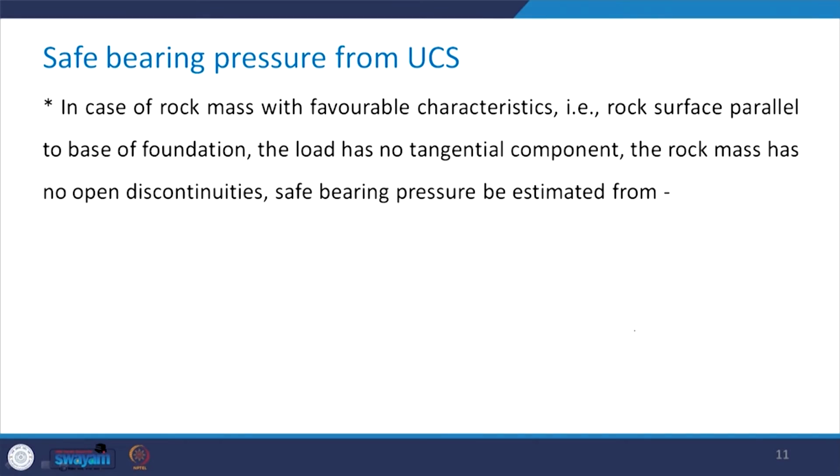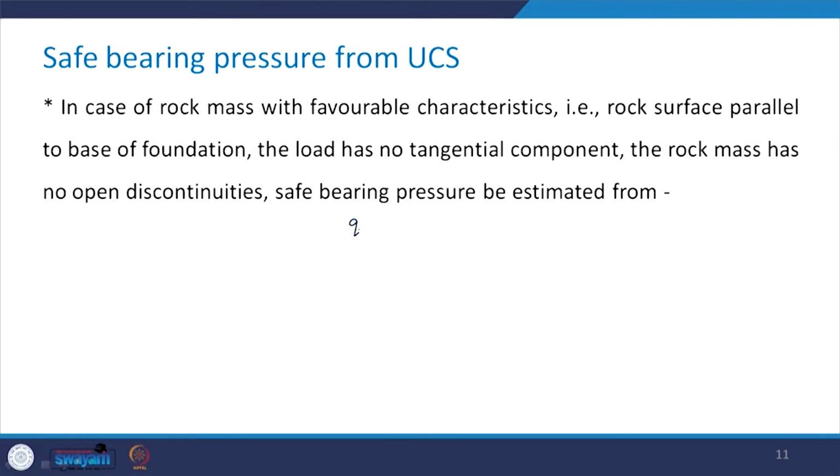In case of a rock mass with favorable characteristics, that is when the discontinuities are parallel to the base of the foundation, which we saw is the most favorable condition, the applied load will have no tangential component. If the rock mass has no open discontinuities, then the safe bearing pressure can be estimated from this expression: Qs equals Qc into Nj, where Qs is the safe bearing pressure, and here it is the gross, not the net.